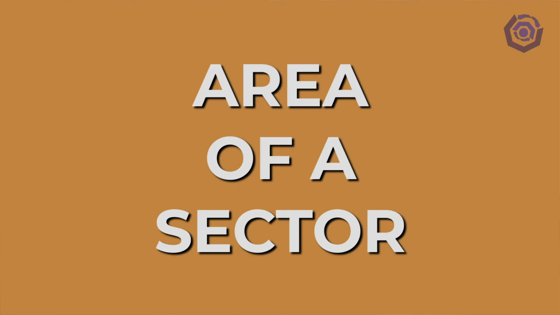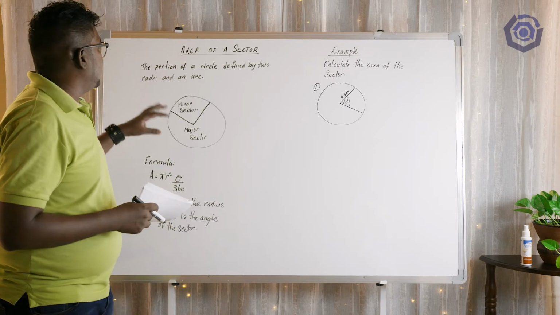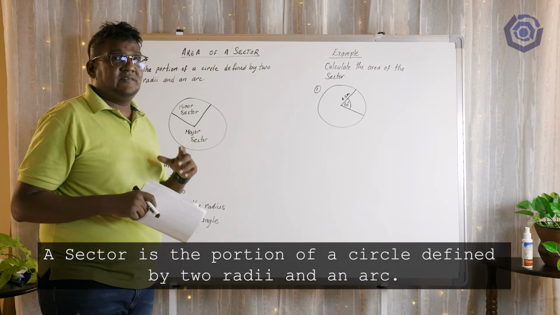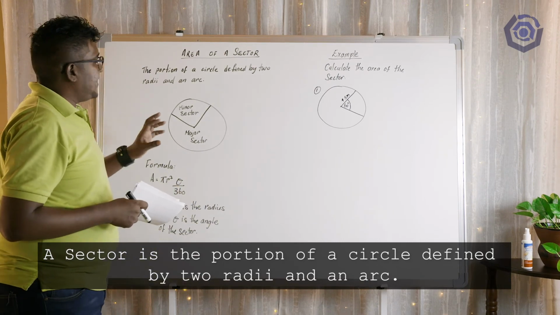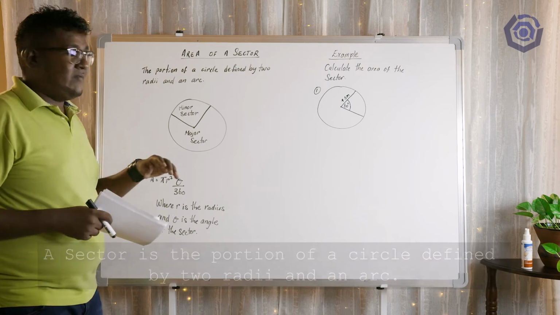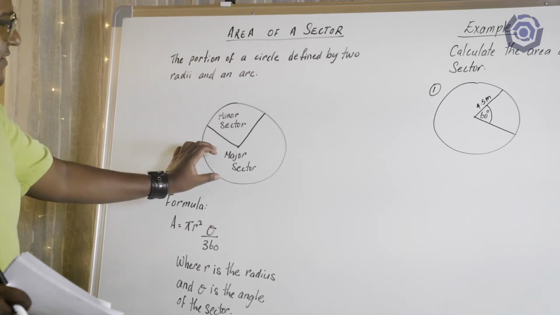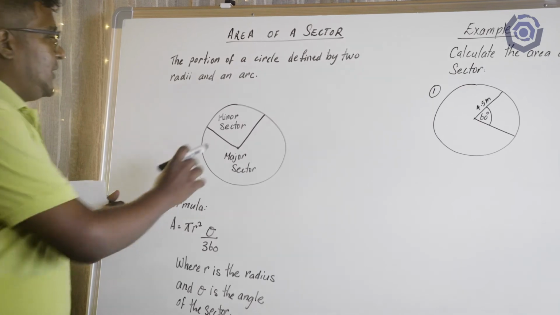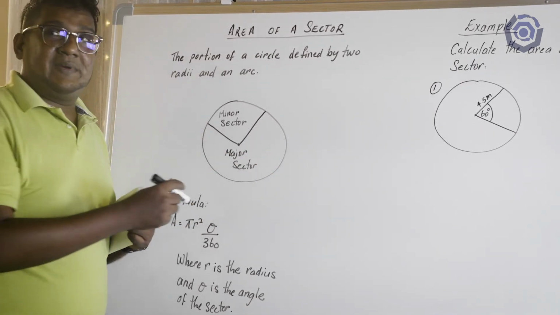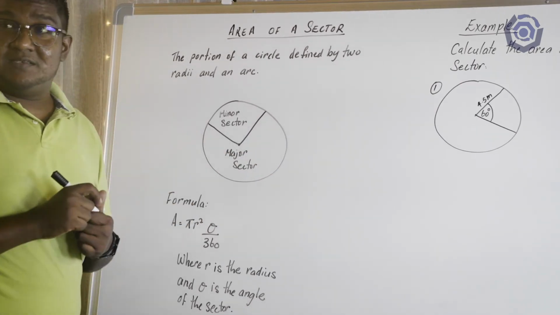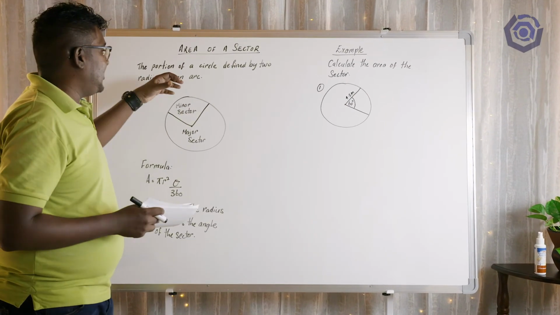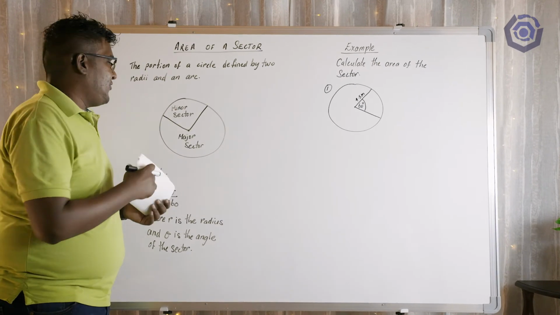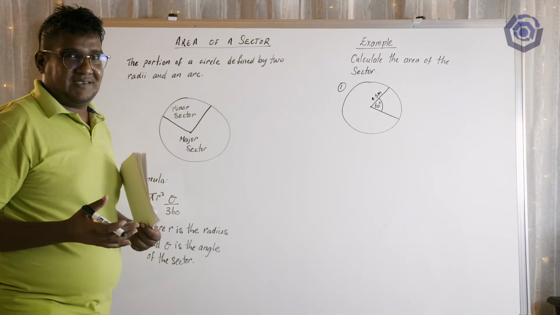We're now going to look at the area of a sector. Just a quick reminder, what's a sector? A sector is a portion of the circle as defined by two radii and an arc. Now, when we're looking at sectors, again, we have a minor sector and we have a major sector. So let's say this is the pizza that you bought from Pizza Hut. When you take out one slice, that becomes the minor sector, and the rest of the pizza that remains is what we call the major sector.